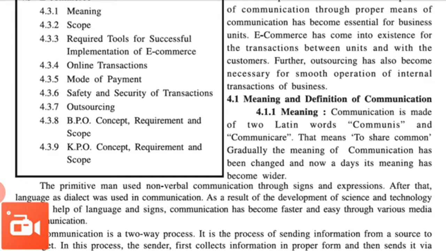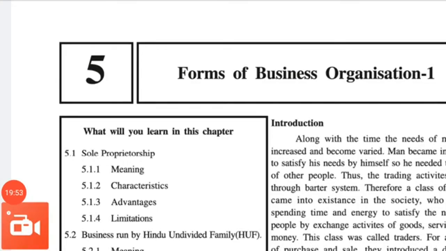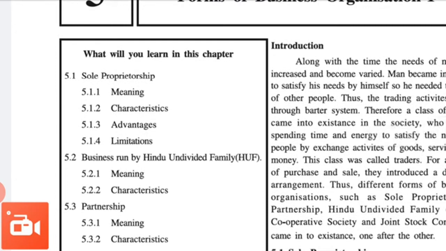So chapter number 5. In chapters 1 to 4, we will learn about business, types of business, types of business service, right? And in chapter number 5, we will study the forms of business organization, like proprietorship. If a single person is doing a business, that is called sole proprietorship. Then business run by HUF, Hindu Undivided Family. If a business is run by a family, then it is called HUF.